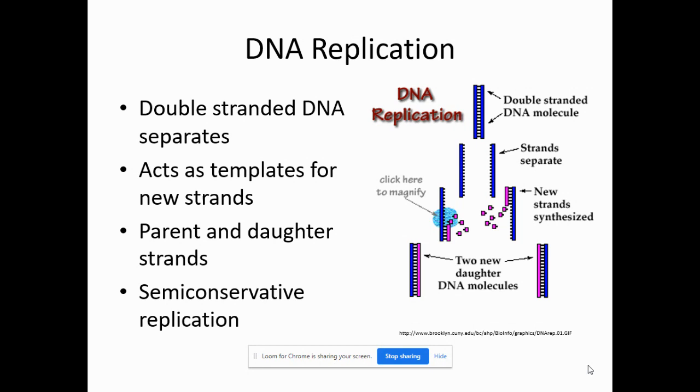And so that's why it's considered semi-conservative replication, because when you look at the new DNA molecules after DNA replication is done, one strand is the old strand that came from the parent DNA molecule, which acted as a template to produce the new daughter strand. So, semi-conservative replication.